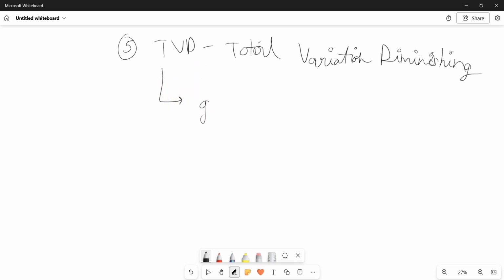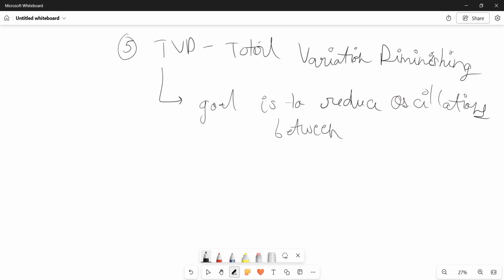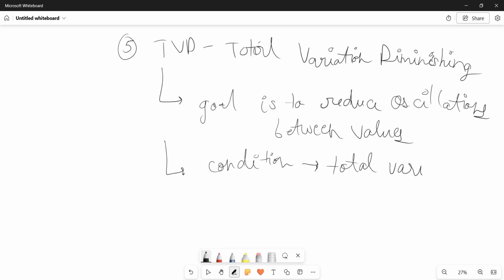So, as I told you, there was numerical dispersion and oscillations possible in the QUICK method, right? I mean the QUICK and the second order upwind method. So the goal here is to reduce those oscillations between values. The condition is that the total variation should never increase, should never increase.